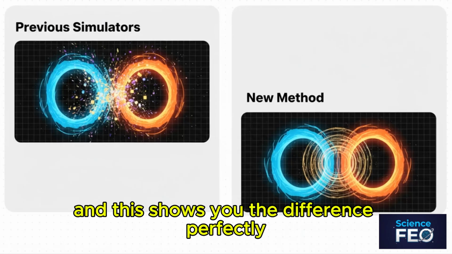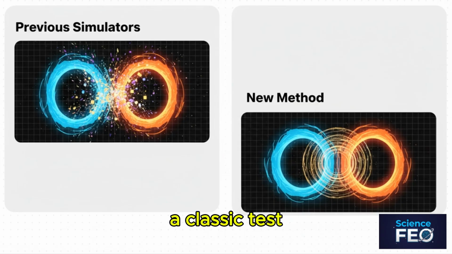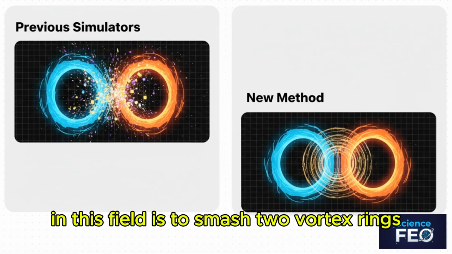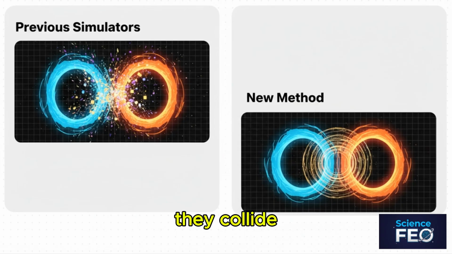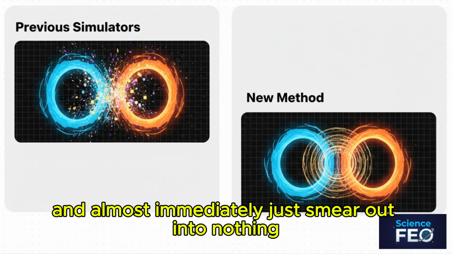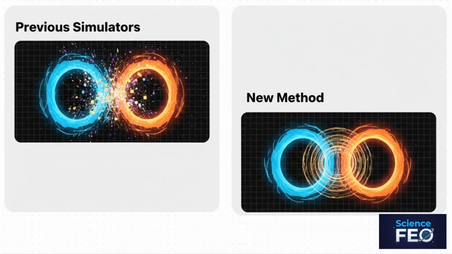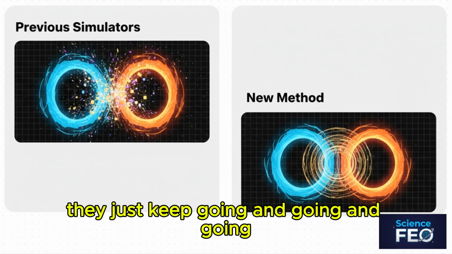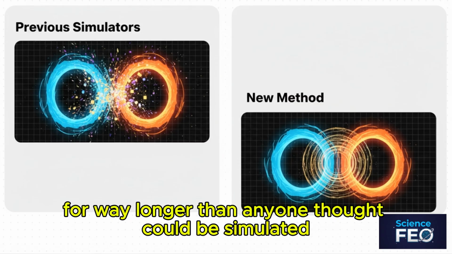And this shows you the difference perfectly. A classic test in this field is to smash two vortex rings into each other. With the old simulators, they collide and almost immediately just smear out into nothing. But with this new method, they just keep going and going and going, holding their shape and structure for way longer than anyone thought could be simulated.